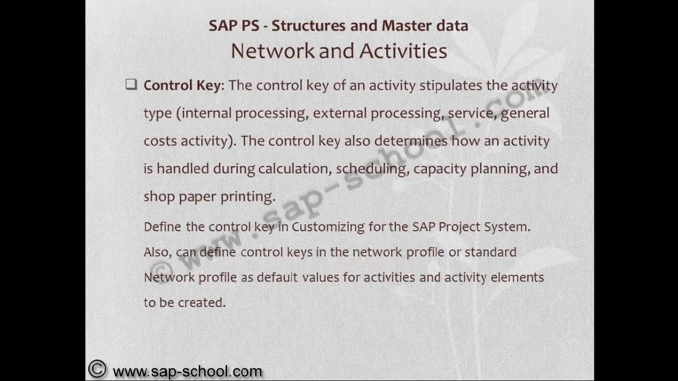Control key. The control key of an activity stipulates the activity type, whether it is an internal processing, external processing, service, or general cost activity. The control key also determines how an activity is handled during calculation, scheduling, capacity planning, and shop paper printing. Define the control key in customizing for the SAP project system. Also can define control keys in the network profile or standard network profile as default values for activity elements to be created.